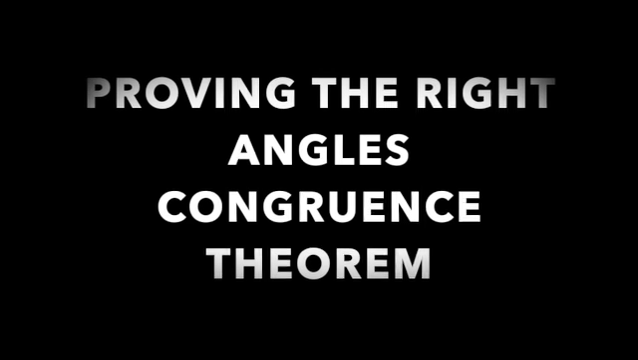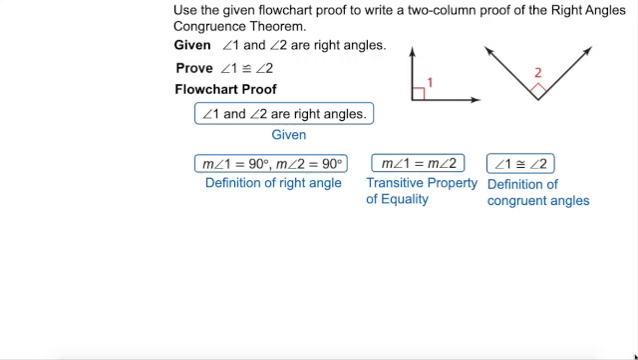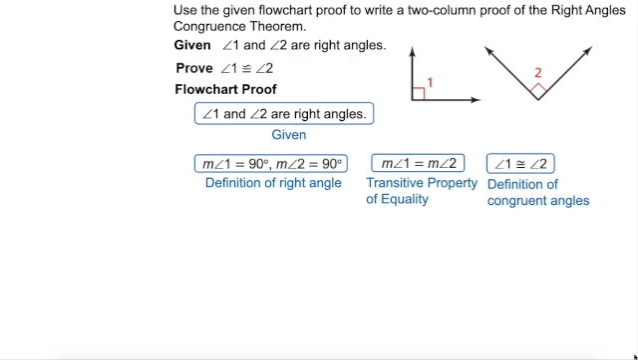So let's look at a math example here. We'll look at proving the right angles congruence theorem, which tells us that all right angles are congruent, which is pretty obvious. But with a proof, the idea is to break down the reasoning of why something in math is true. So you can see here that a flowchart is given, walking you through one step to the next.